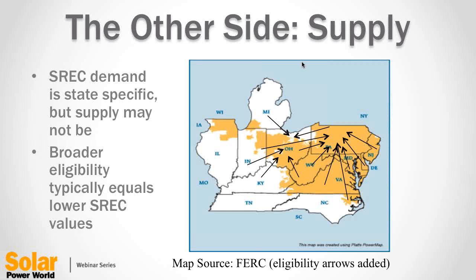And it's made more complicated by the fact that, while SREC demand under an RPS is state-specific, in reality, the supply may not be, because there are plenty of states, or a few states anyway, that do allow out-of-state projects to qualify. Whether that's Pennsylvania with a regional requirement, whether it's Ohio that allows neighboring states, whether it's North Carolina that allows a certain amount of unbundled out-of-state RECs, whether it's Missouri that allows basically the whole standard to be met with out-of-state RECs.